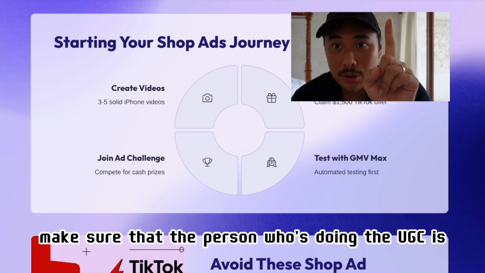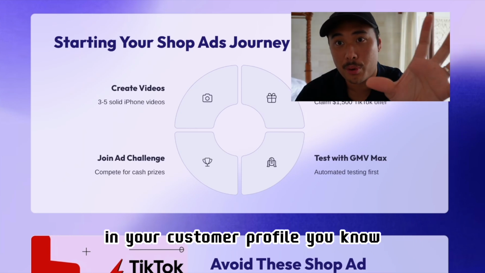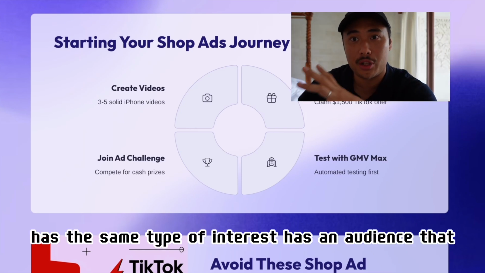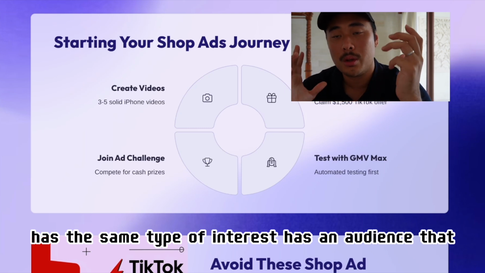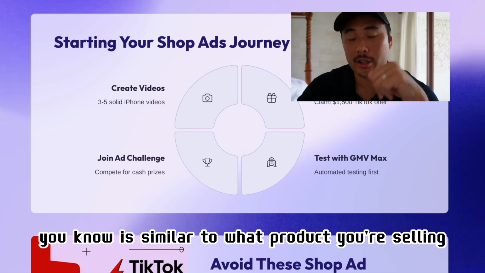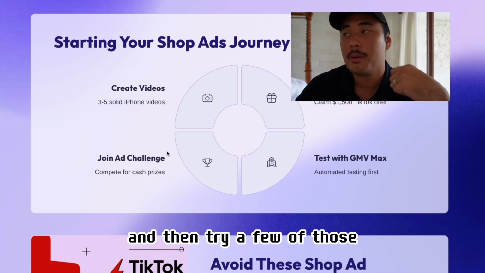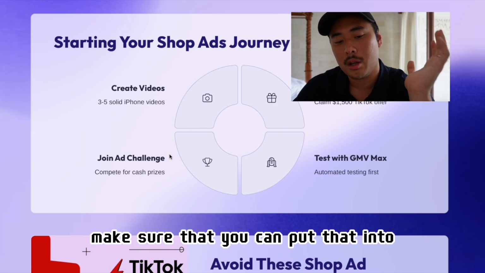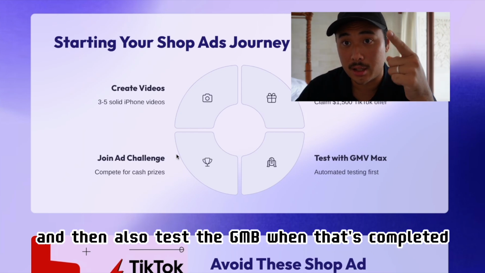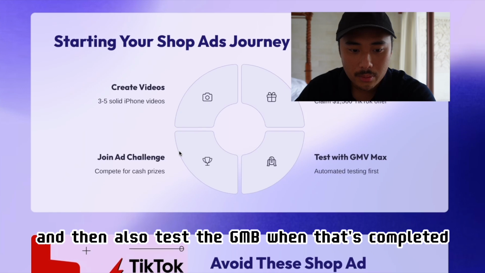Make sure that the person who's doing the UGC is in your customer profile, has the same type of interests, has an audience that you know is similar to what product you're selling, and then try a few of those. Make sure that you can put that into an organic campaign and then also test the GMV when that's completed.